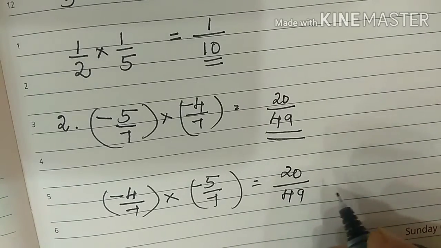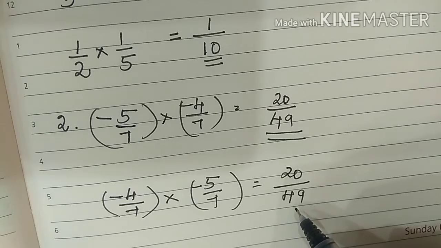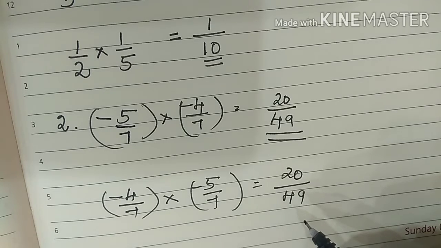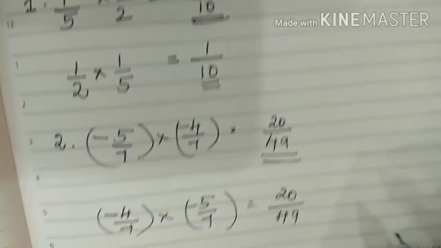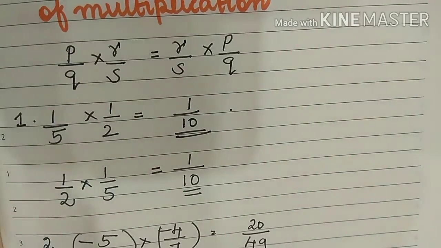Let's look at the result. First case it was 20 by 49. Even in the second case the result is 20 by 49. So what's the conclusion? That means two rational numbers can be multiplied in any order. That means P by Q into R by S is equal to R by S into P by Q.